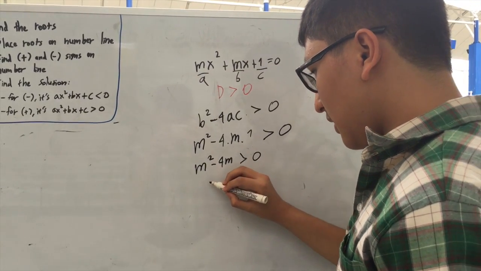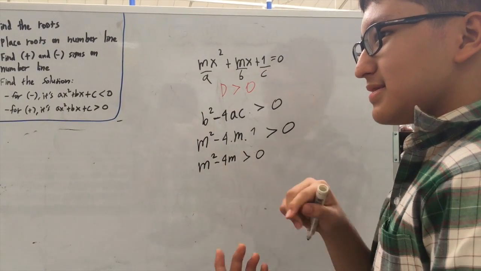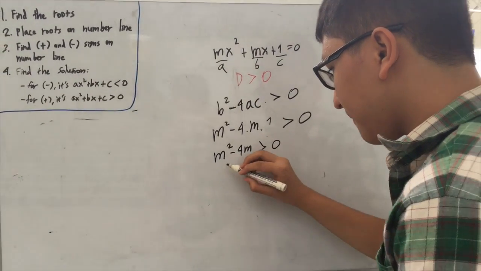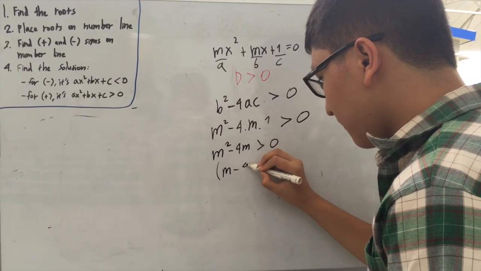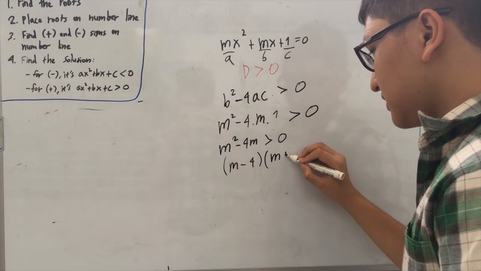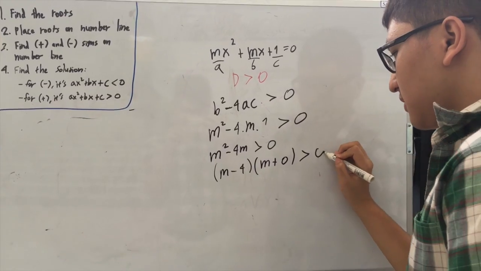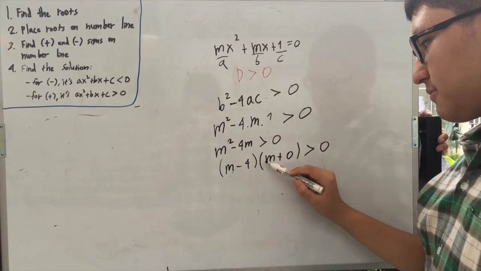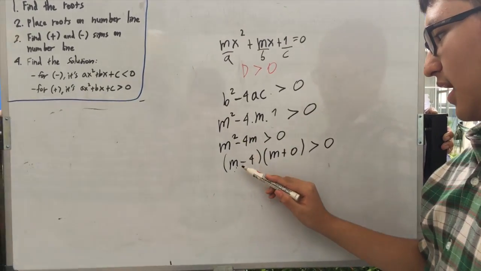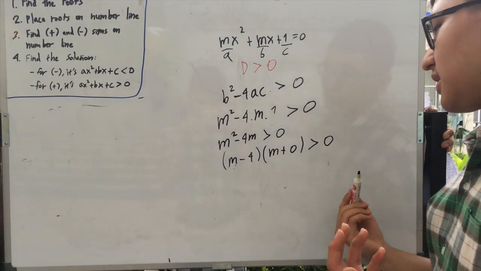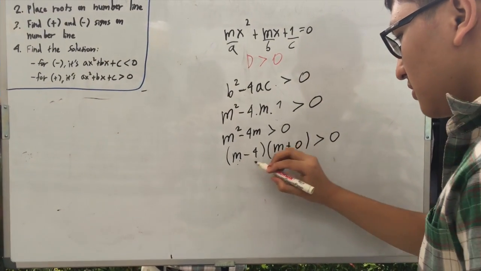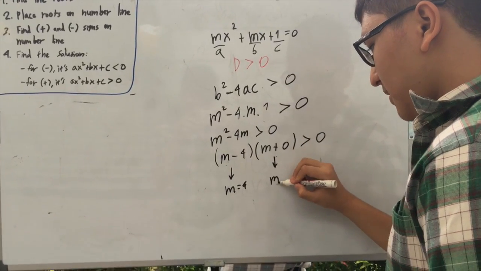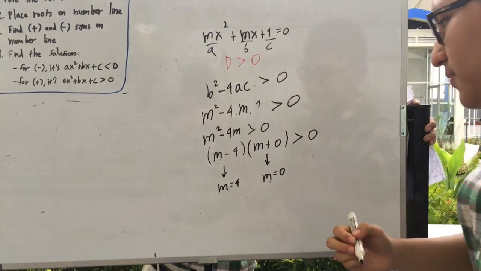So we use the factoring method to get the roots, right? And it'll turn out to be m minus 4 and m plus 0. See? Because when you multiply this, it'll turn out m squared minus 4m. And when you multiply it by 0, it'll turn out to be nothing. So it's correct. For this one, m can be equal to 4. For this one, m can be equal to 0. So we just need to put these on the number line.